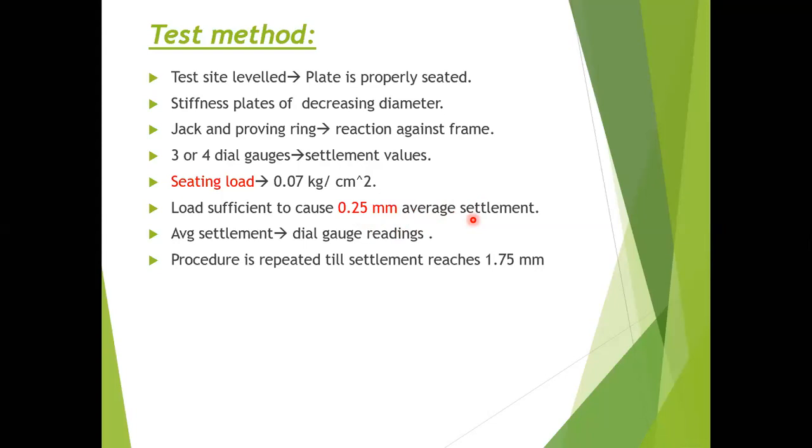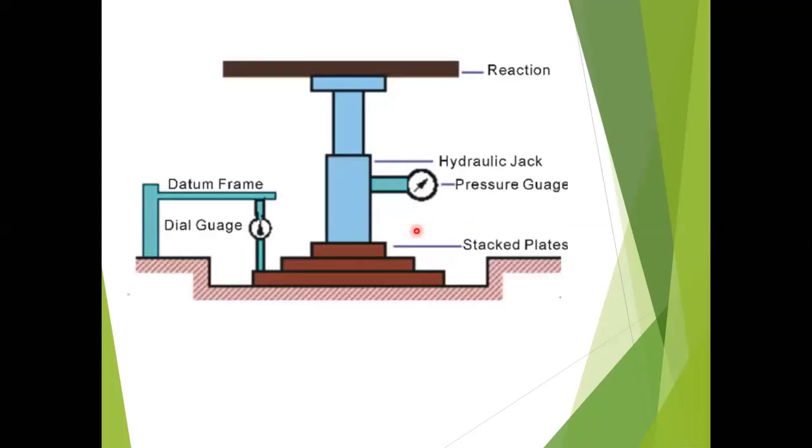The readings of the settlement dial gauges are noted at this point. The corresponding load value is also noted using the proving ring dial reading. First, you will apply the load for 0.25 mm average settlement, and against that you will measure the proving ring dial reading, that is, you will determine the corresponding load value. Okay, then the load will be increased until settlement increases by a further amount.